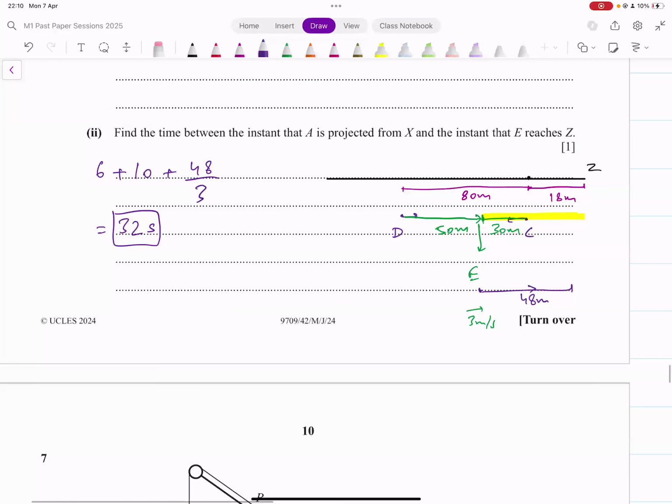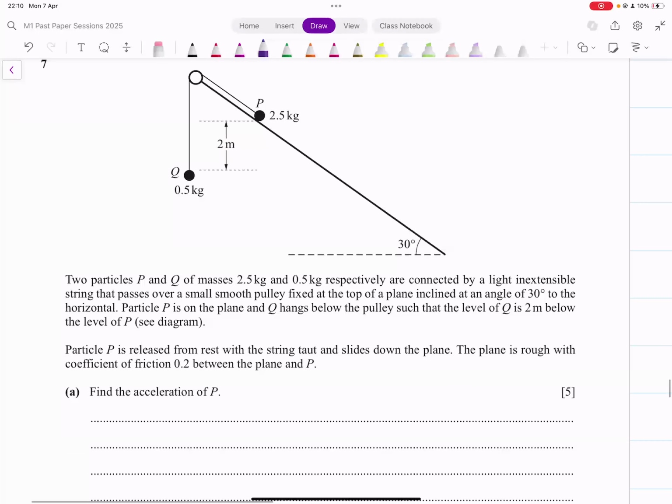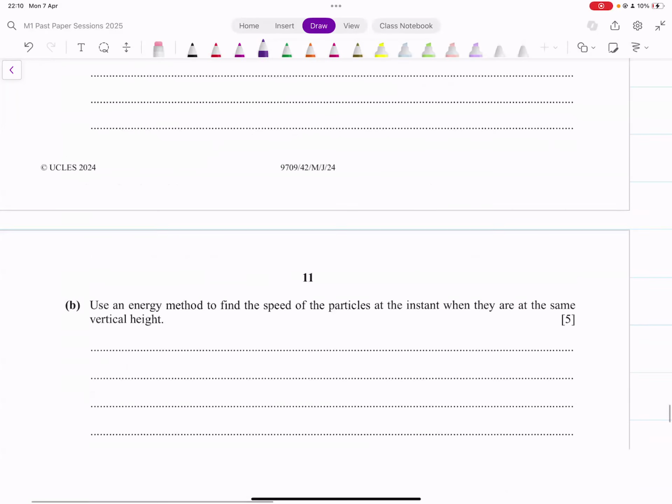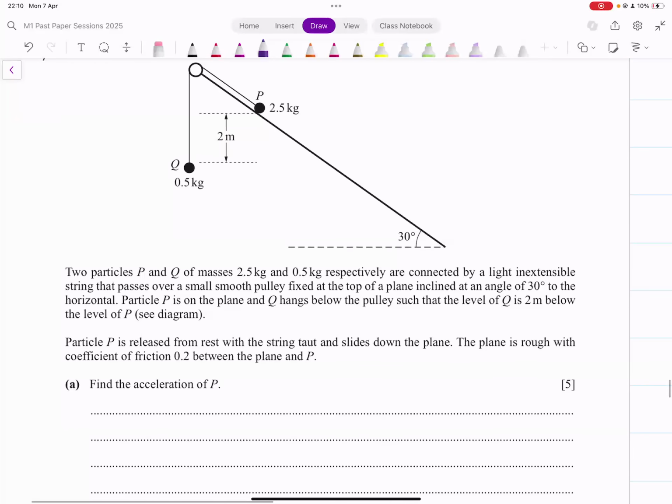Let's have a look at the next one. Question number 7, the last question that we have. We'll try to be a bit quick. Hopefully, I said that about the last one as well, but we could not be. Let's try this one now. This is the last one.